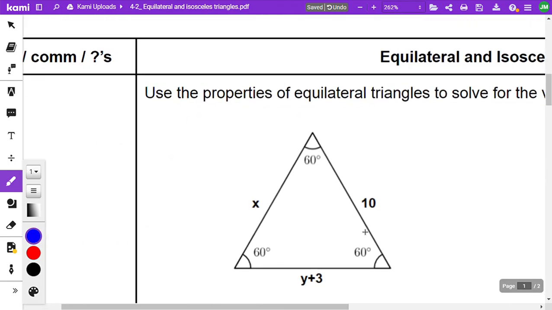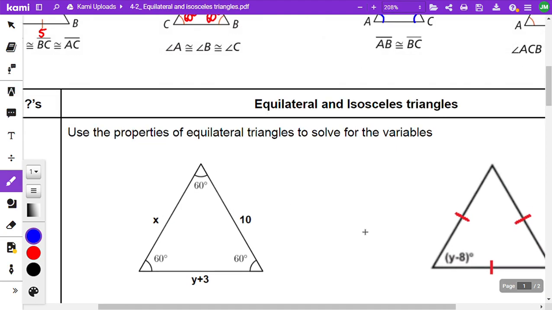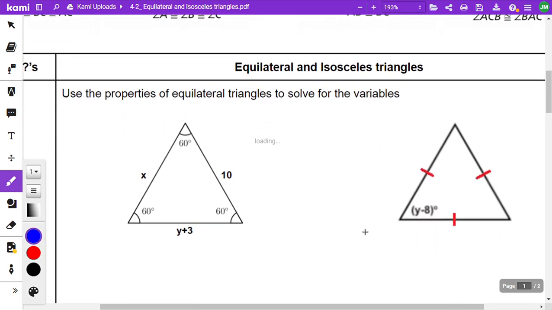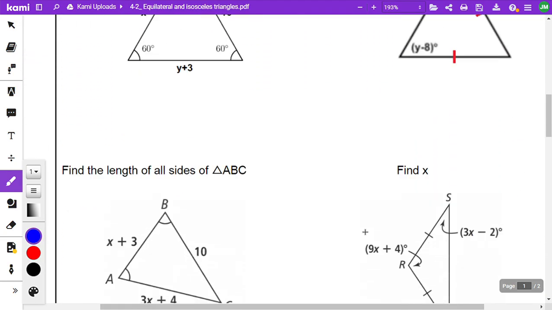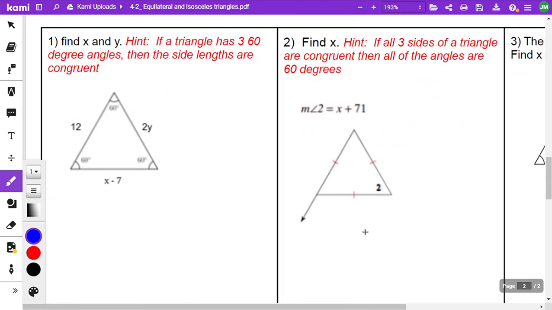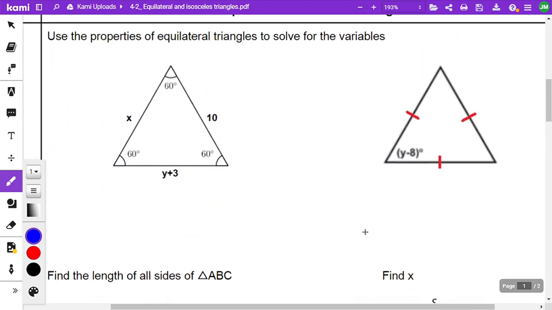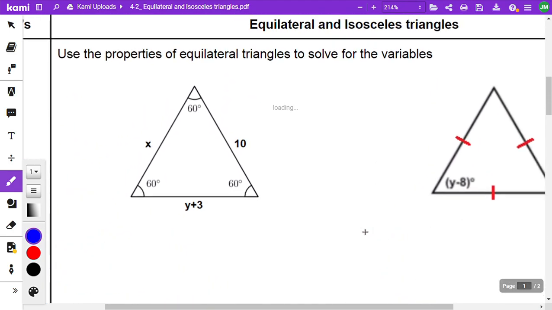I'm just going to guide you to a few example problems. And afterwards, you'll have some collaborative work time to apply all these concepts, okay? So, equilateral and isosceles triangles, we're going to use the properties of equilateral triangles for these two problems.